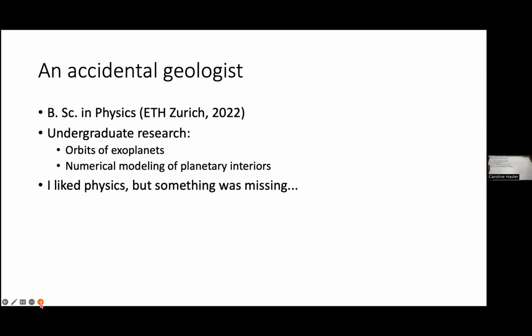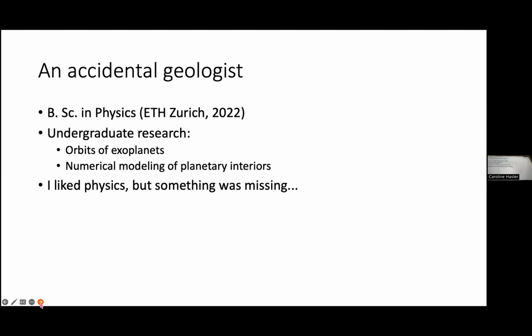So my bachelor's degree is actually in physics, as was mentioned earlier. I got my degree from ETH Zurich in Switzerland in 2022. Over the course of my undergraduate degree, I did some undergraduate research, and it was mostly in the field of astronomy and planetary science. So I did a project looking at the orbits of exoplanets, planets that orbit other stars than our sun. I also did some numerical modeling of planetary interiors, looking at the convection in the inside of planets. And I did enjoy the research.